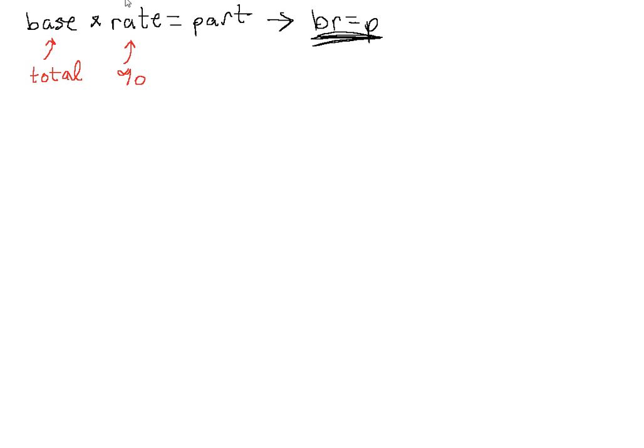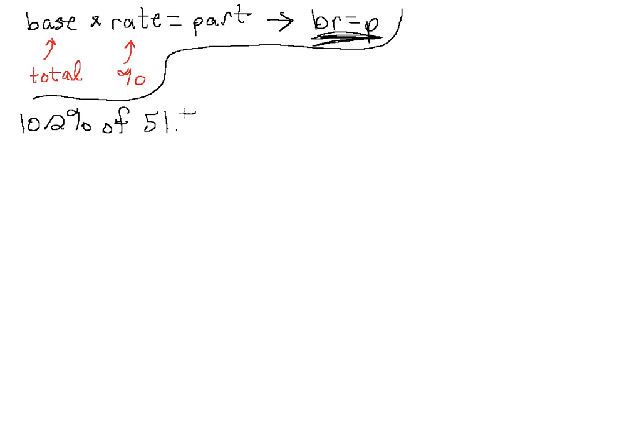As long as we're given two pieces of information, we can manipulate this to solve for the unknown that we're looking for. Okay, so let's do a few examples of this. Let's say we want to find 10.2% of 51.5. All right, so let's identify our parts here. We have a percent sign, which means this is our rate, and then we have the keyword of, which means this is our base. We want to find a part of the total. So we have our rate and our base, which means our equation is already solved for what we want to find. Our part is going to equal base times rate.